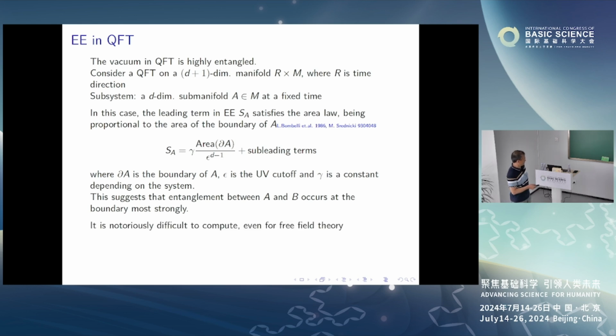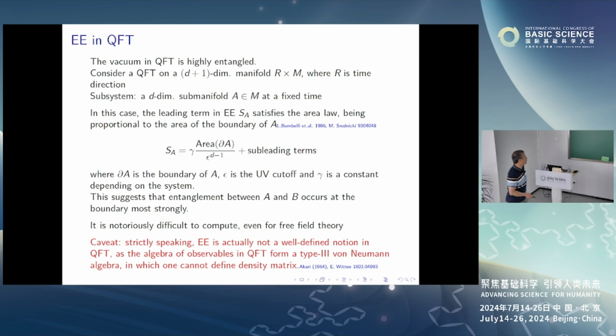But it's very difficult to compute even for free field theory. So I think this has been discussed carefully in this century. And actually I have to emphasize that in this story it's much more interesting and somehow it's quite related to the von Neumann algebra in operator algebra.